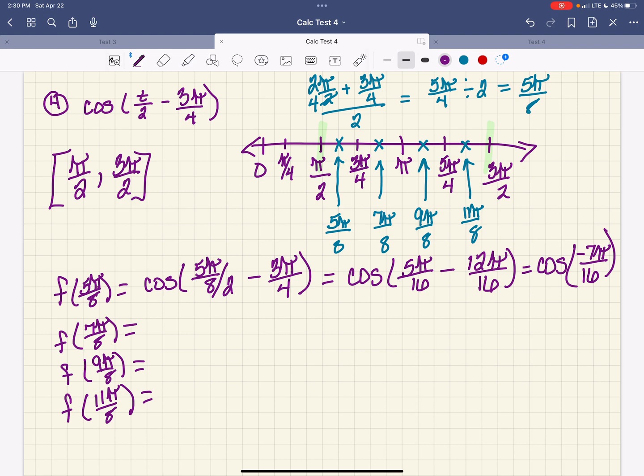Okay, so I've got cosine of negative 7 pi over 16. Sorry, guys.